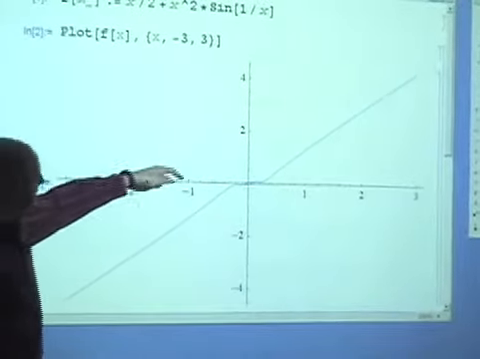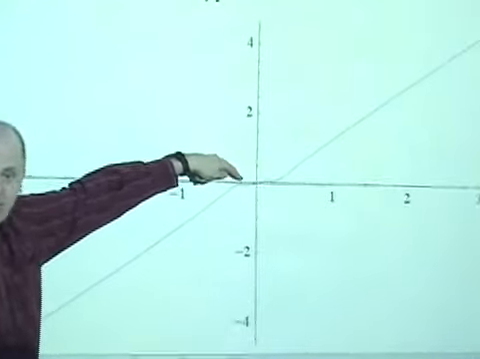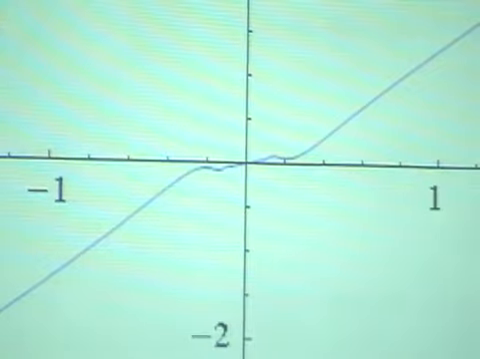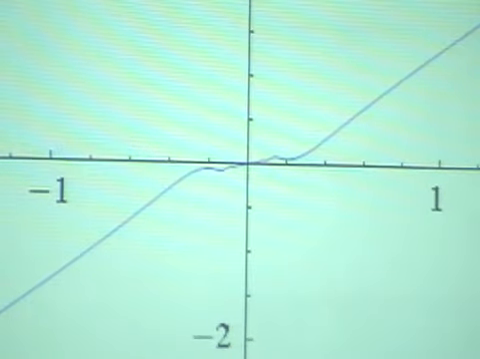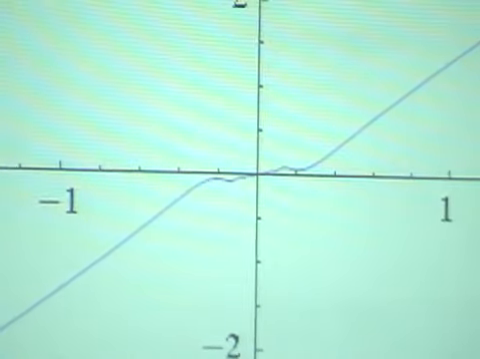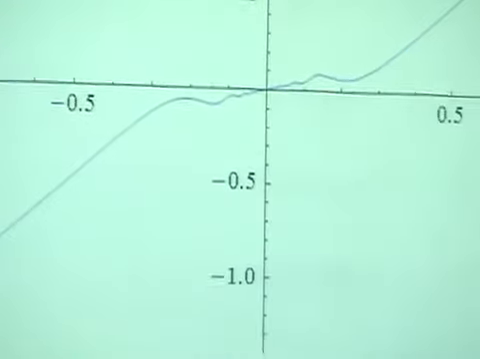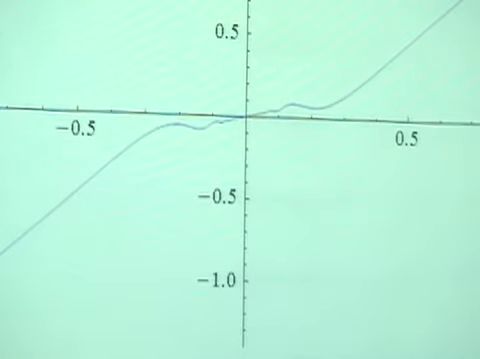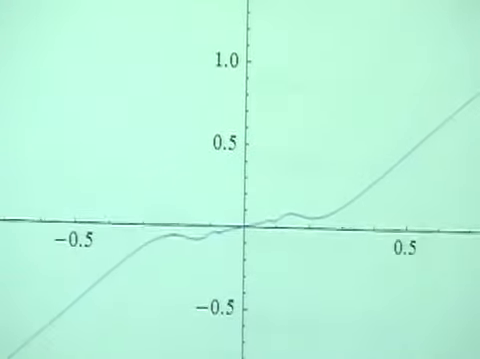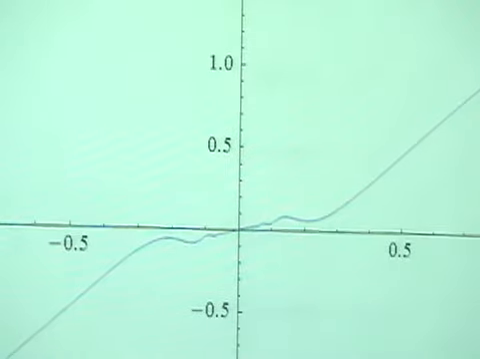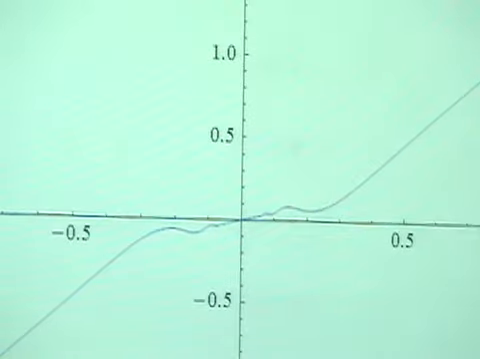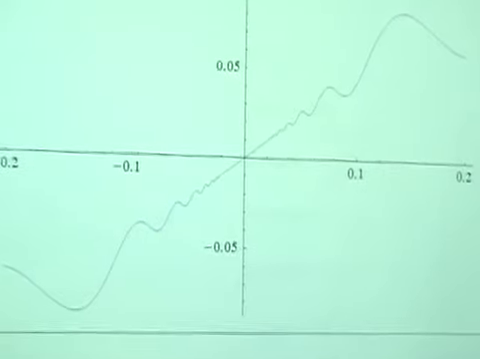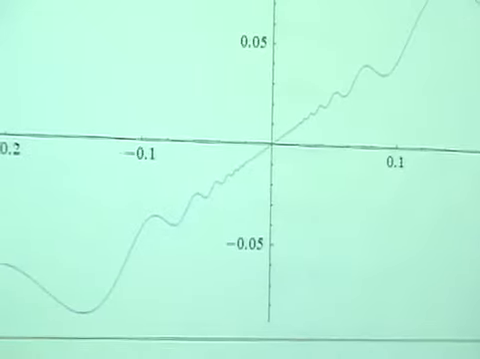Something, if you focus in here, seems strange, seems to be happening perhaps near 0. Otherwise, it looks pretty ordinary. Let's go in closer to that. I'll try negative 1 to 1. You see that strange area expanding a bit. Now I think I'll try negative 0.2 to positive 0.2. Something strange definitely seems to be happening here.